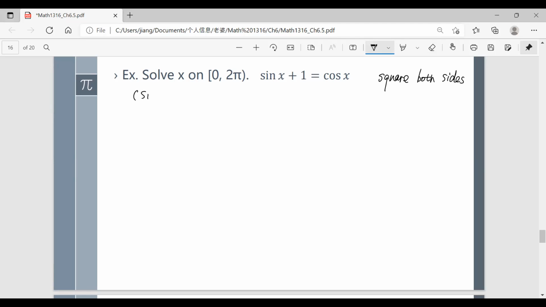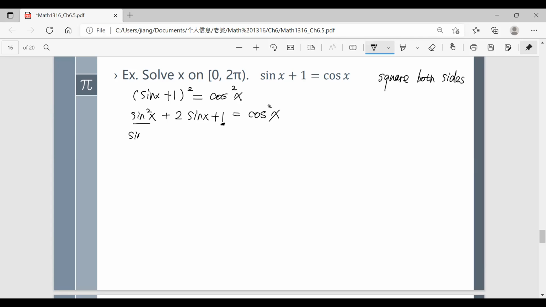Okay, so sine x plus 1 squared equals cosine x squared. And then sine x squared plus 2 sine x plus 1 equals cosine x squared. So I want to just keep one trig function. I just want to keep sine. I need to cancel out the cosine. And I have learned that 1 equals sine x squared plus cosine x squared.